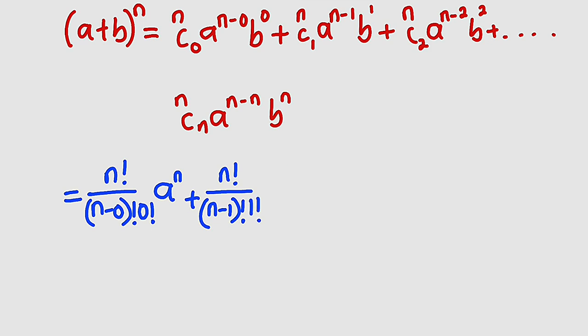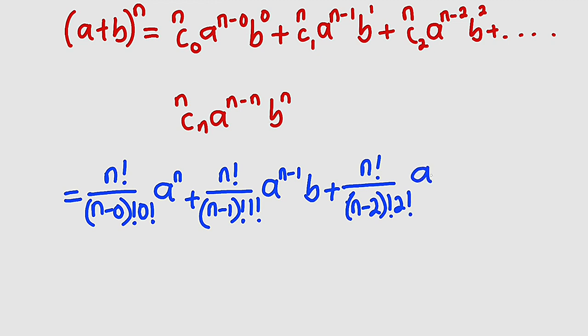Then you bring the rest of the terms, a raised to the power of n minus 1, then b raised to the power of 1, which is b, then plus, you move to the next term, we have n combination 2, which is n factorial, divided by n minus 2 factorial, then 2 factorial. Then you bring the rest of the terms. We have a raised to the power of n minus 2, then we have b to the power of 2.